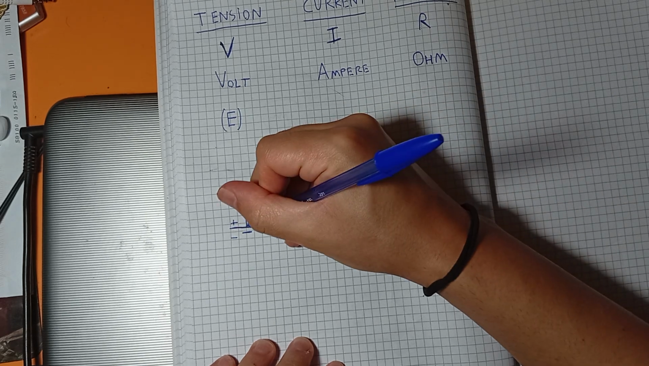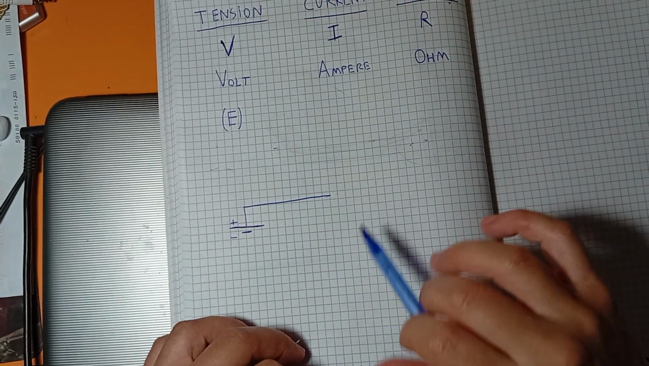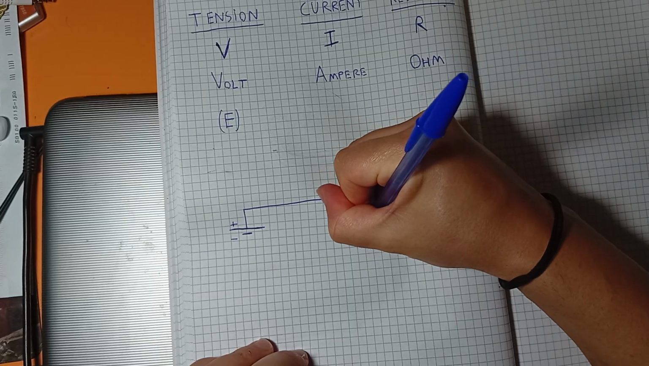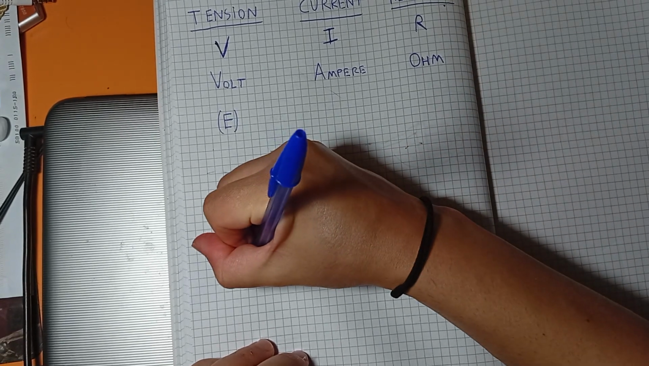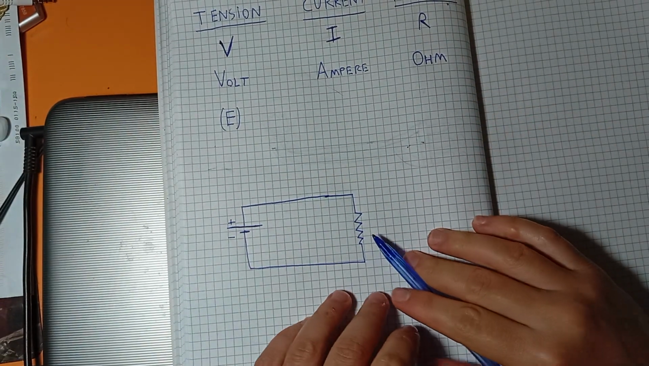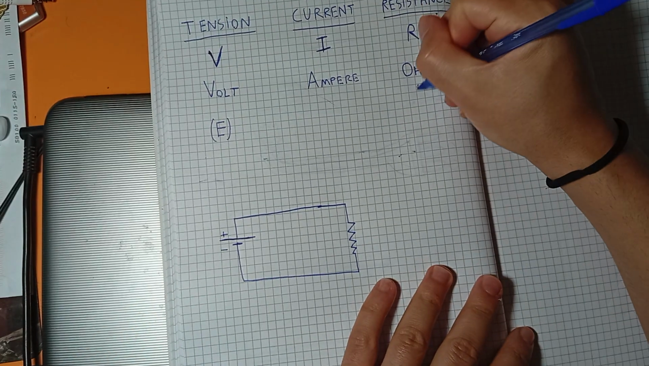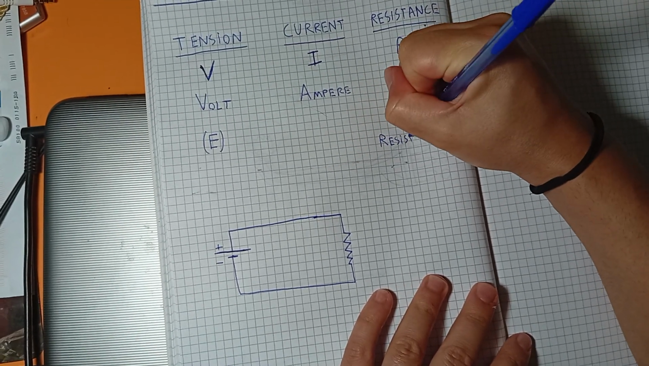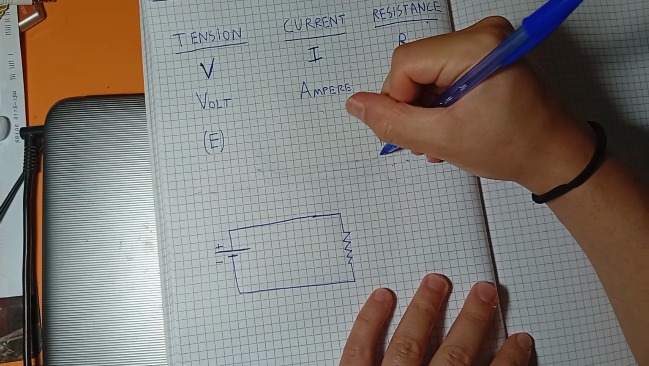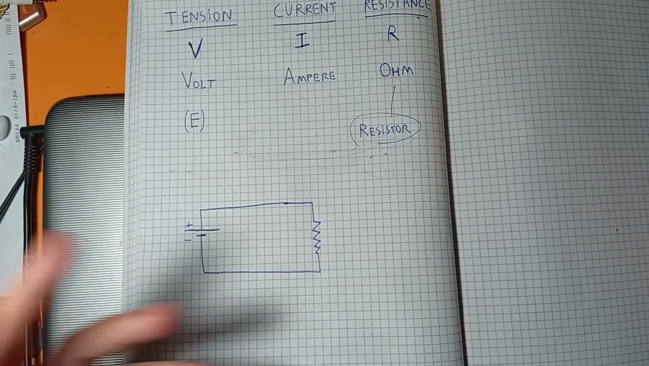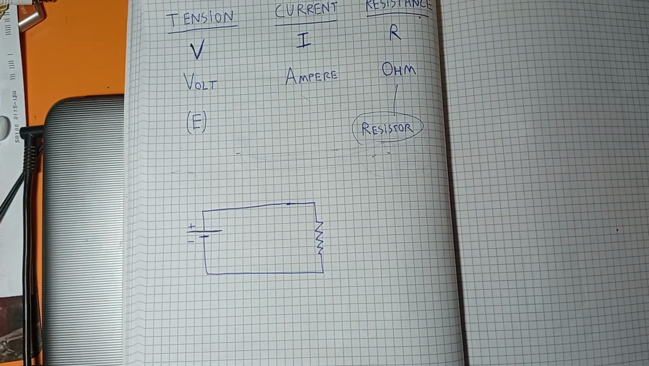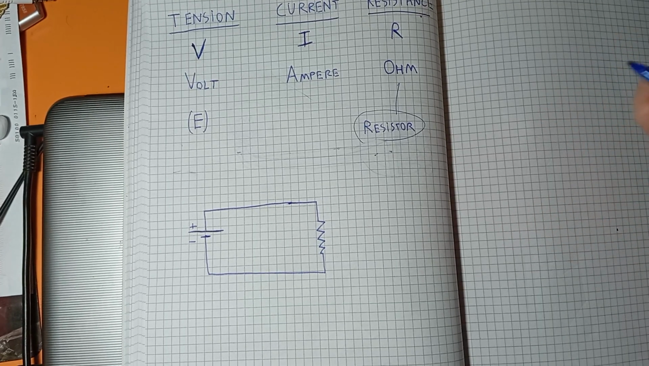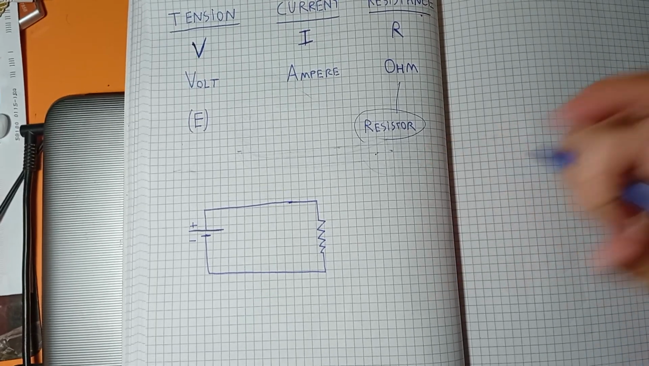We have a circuit made by a wire, and a resistor. This is a resistance, or you can call it even resistor. A resistor is a component with a great resistance, basically. It is a component specifically made to create a resistance in the circuit.